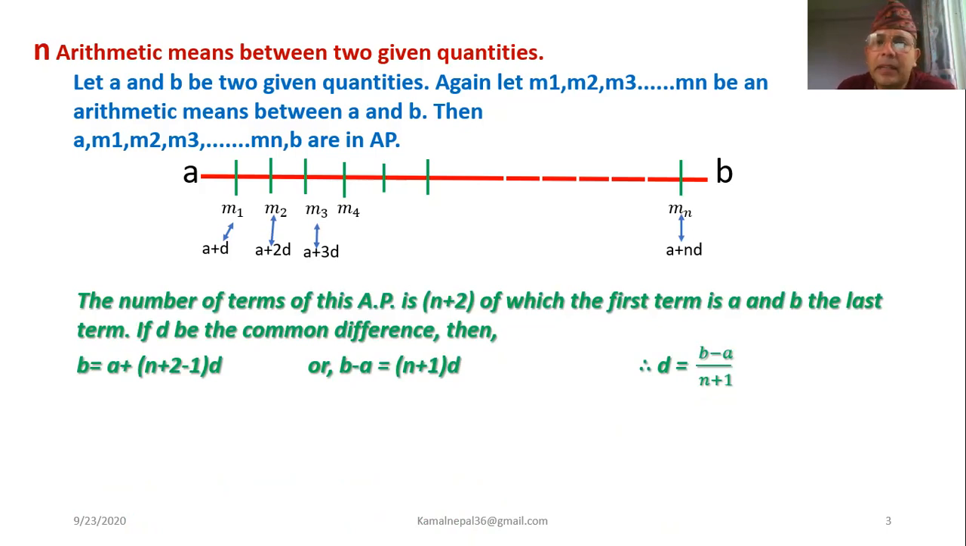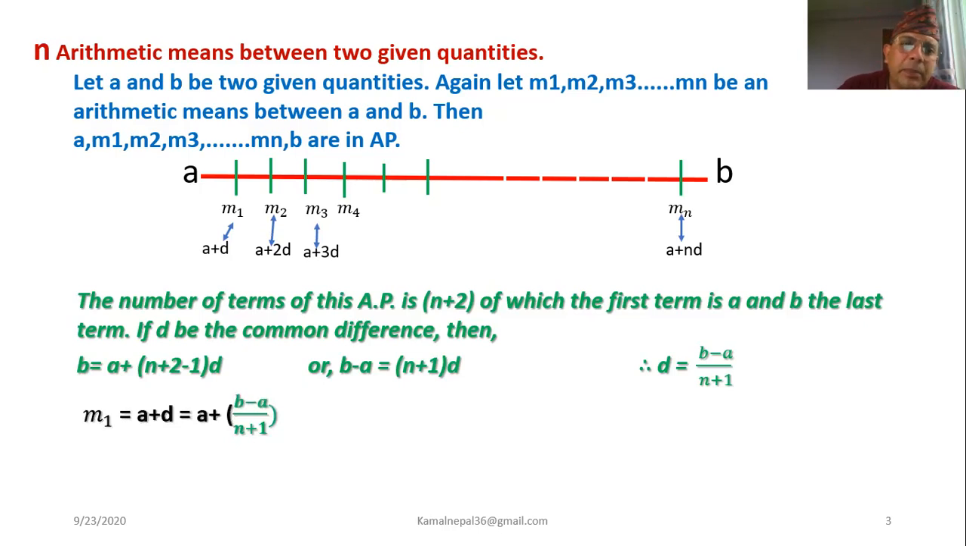If d is the common difference, then B is the last term. So you know the formula Tn is equal to a plus (n minus 1)d. B is equal to a plus (n plus 2 minus 1)d. It is B minus A is equal to (n plus 1)d. Then d is equal to (B minus A) by (n plus 1). Don't forget, this d is used here for means. n is the number of means, so d is used to find the common difference in the case of means.